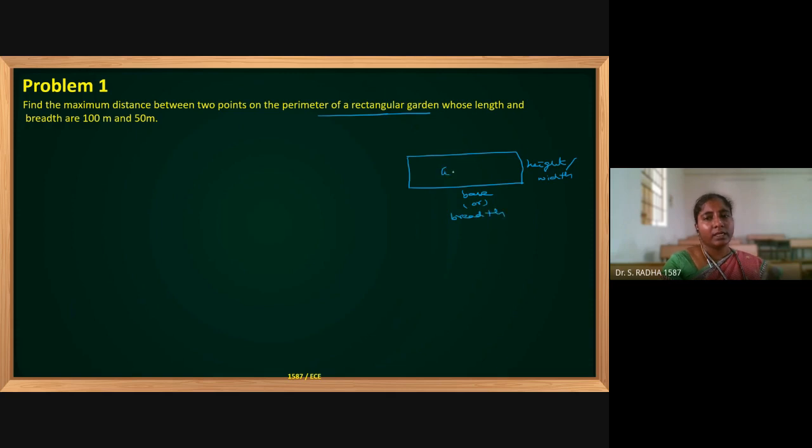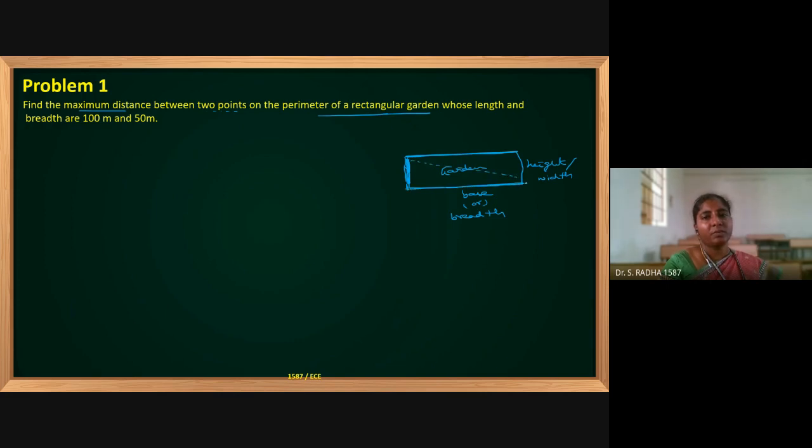This is a garden. What are we supposed to do? Find the maximum distance between 2 points on the perimeter. The outer boundary is called the perimeter. So the maximum distance between 2 points on the perimeter: maximum distance means it is the diagonal only.